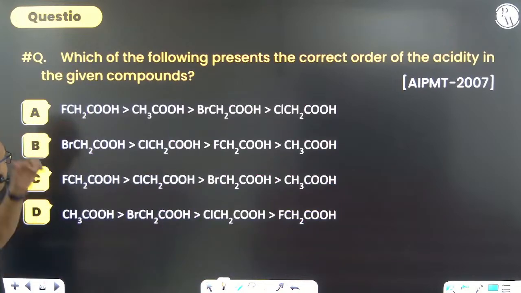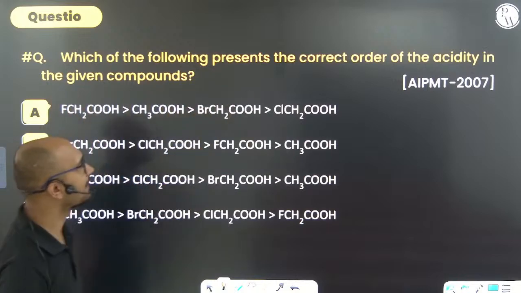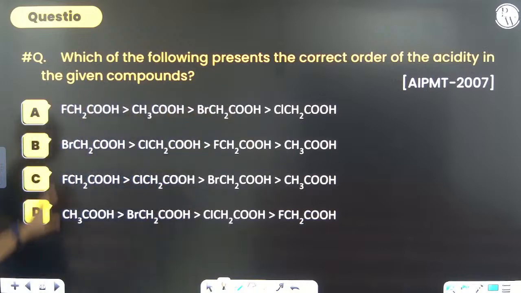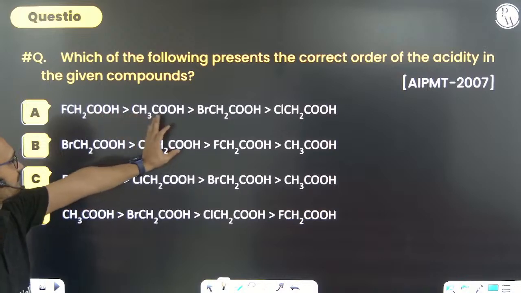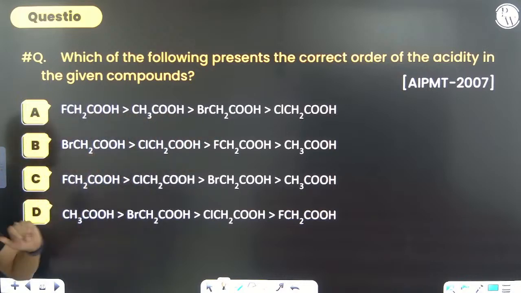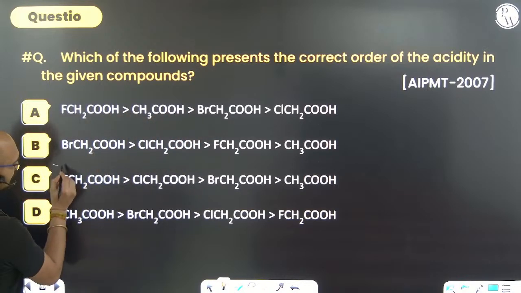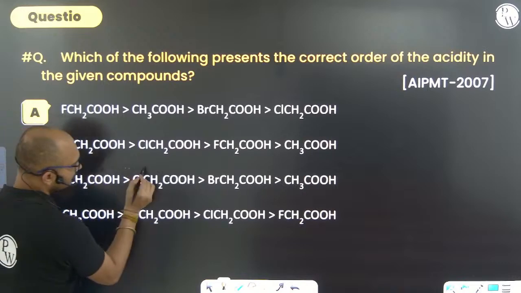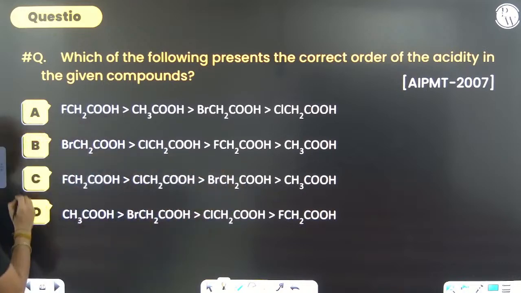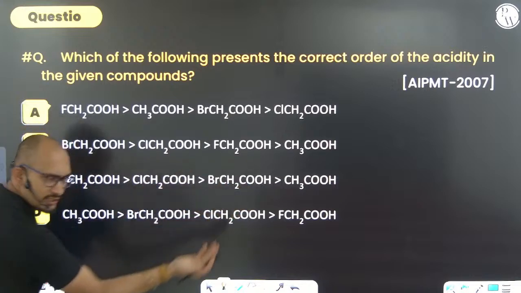Let's move ahead. Next. Which of the following presents the correct order of acidity in the given compounds? FCH2COOH, CH3COOH. Okay, it is only about minus I. Can you see? F has maximum minus I, here less than that, so option C. Because F is more than Cl, more than Br, in minus I.